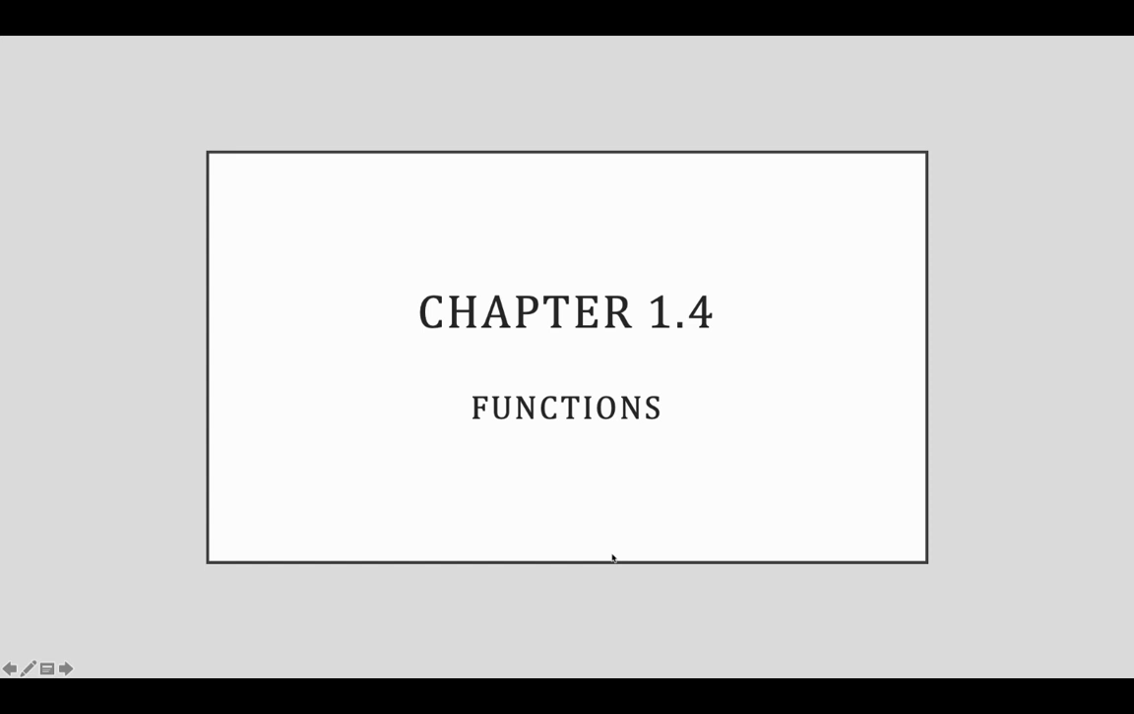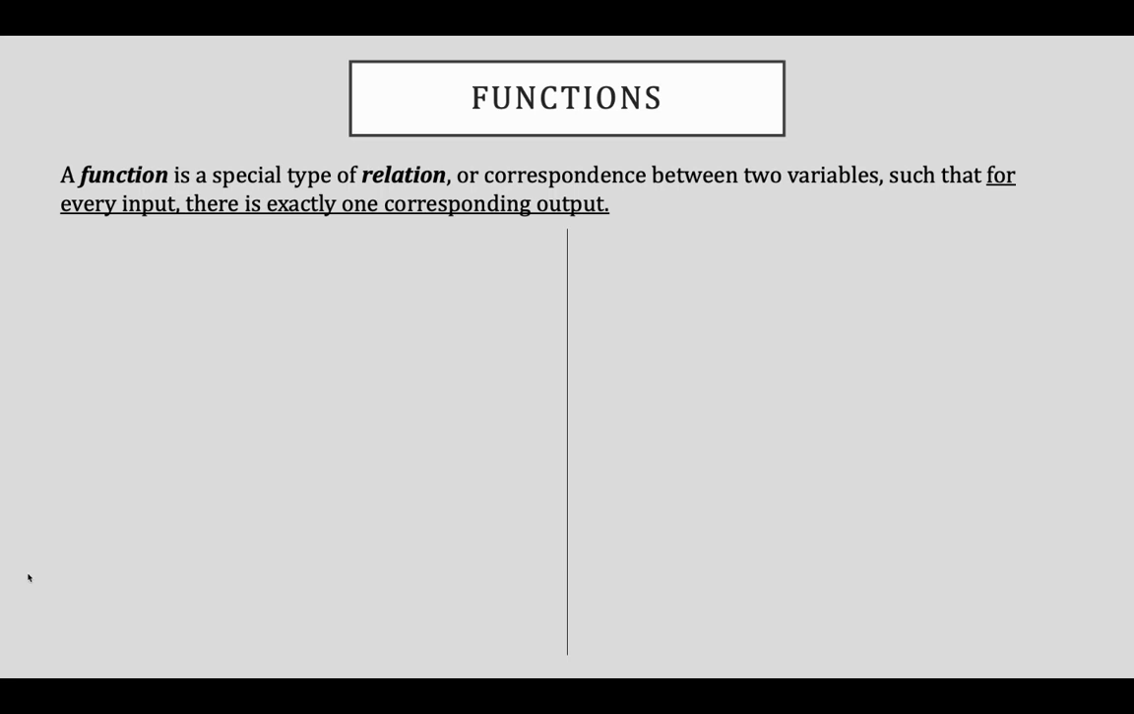All right, everyone. Welcome to chapter 1.4, where we begin to talk about functions. Now, you guys have all heard the word function before. Well, what is a function? A function is a special type of relation or correspondence between two variables. Oftentimes, it's a relationship between variables x and y, such that for every input, there is exactly one corresponding output. Now, I underline that because it's very, very important. That is our definition of a function. For every input, there is exactly one corresponding output.